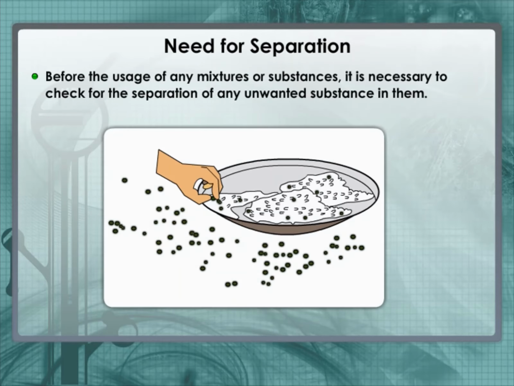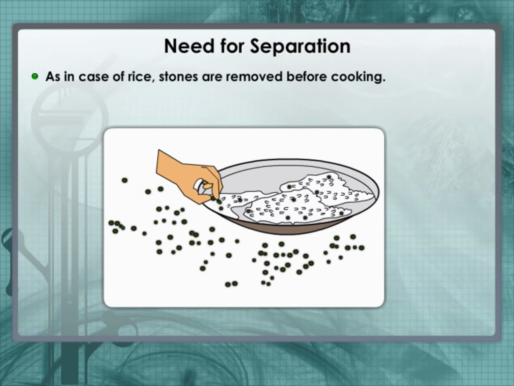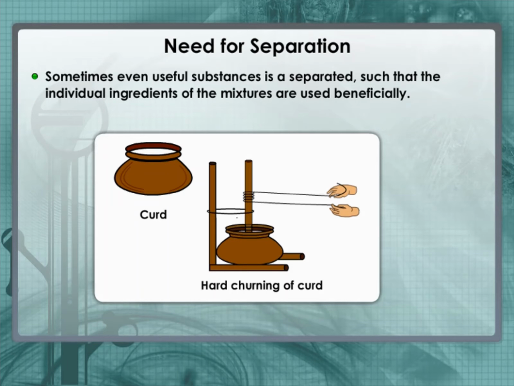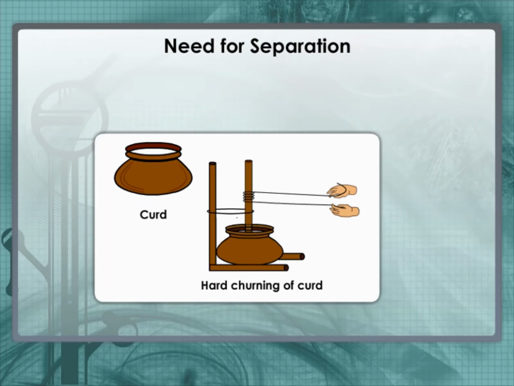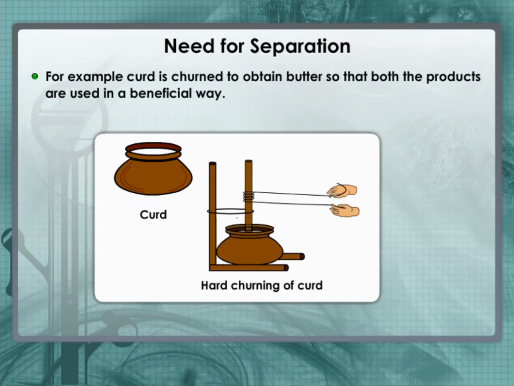Need for separation. Before the usage of any mixtures or substances, it is necessary to check for the separation of any unwanted substance in them. As in the case of rice, stones are removed before cooking. Sometimes even useful substances are separated, such that the individual ingredients of the mixtures are used beneficially. For example, curd is churned to obtain butter so that both the products are used in a beneficial way.